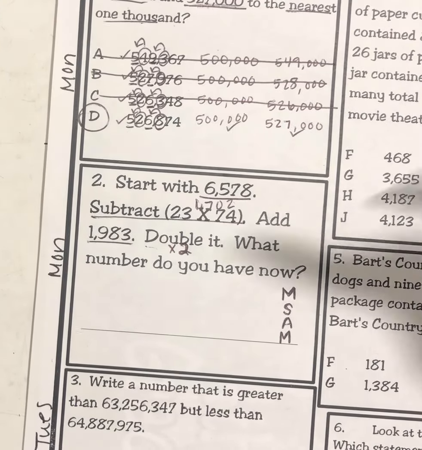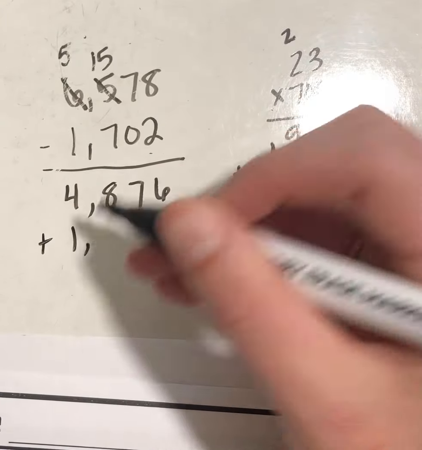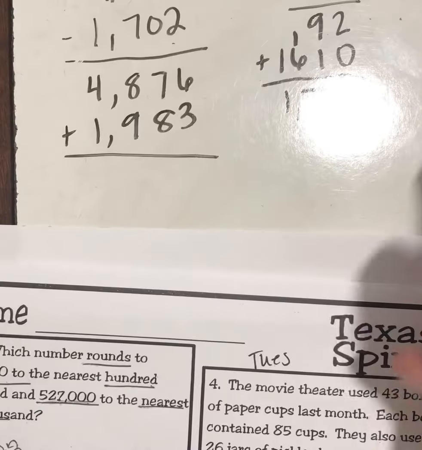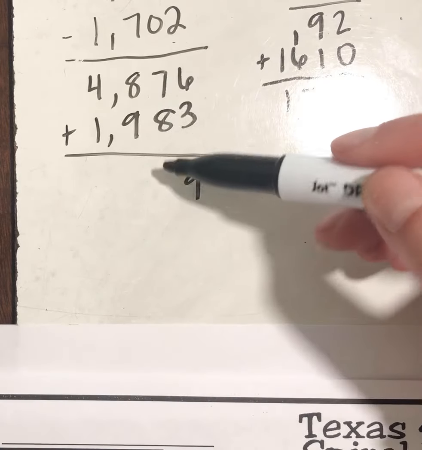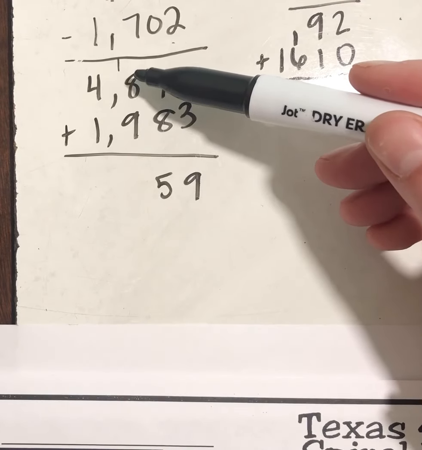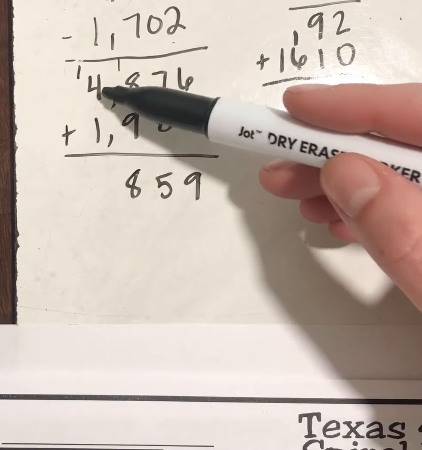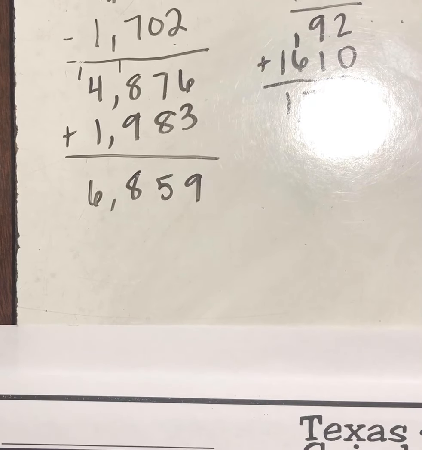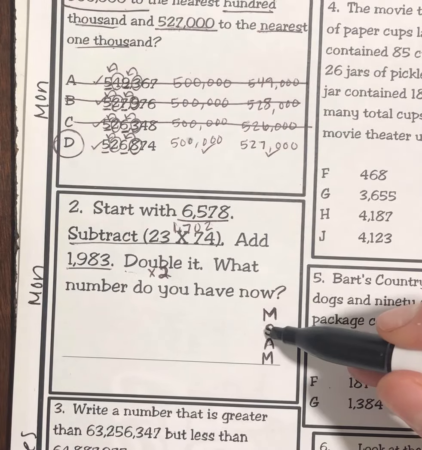Now, our equation says I need to add 1,983 to our new number. So I'm going to add 1,983. Okay? 6 plus 3 is 9. 7 plus 8 is 15. Drop my 5, carry my 1. 9 plus 8 is 17. Plus 1 is 18. Drop my 8, carry my 1. 4, 5, 6. 6,859. So we've multiplied, then we've subtracted, then we've added.